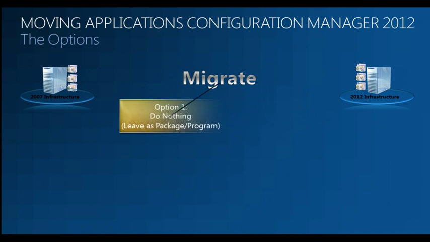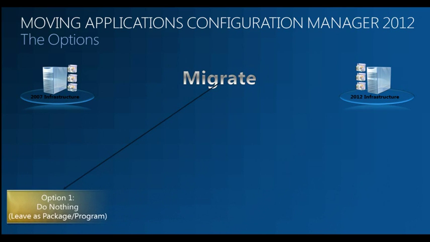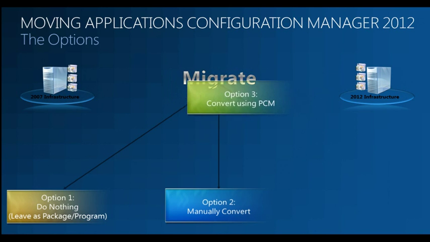Your first option is to do nothing. You can leave them as legacy packages and programs. You don't have to convert or rebuild them; they'll run just like they are. You can manually recreate or convert them, so you can go in, create a new application, associate it with that content, create deployment types and requirement rules, fill out the wizard, and create them yourselves. Or you can use PCM.